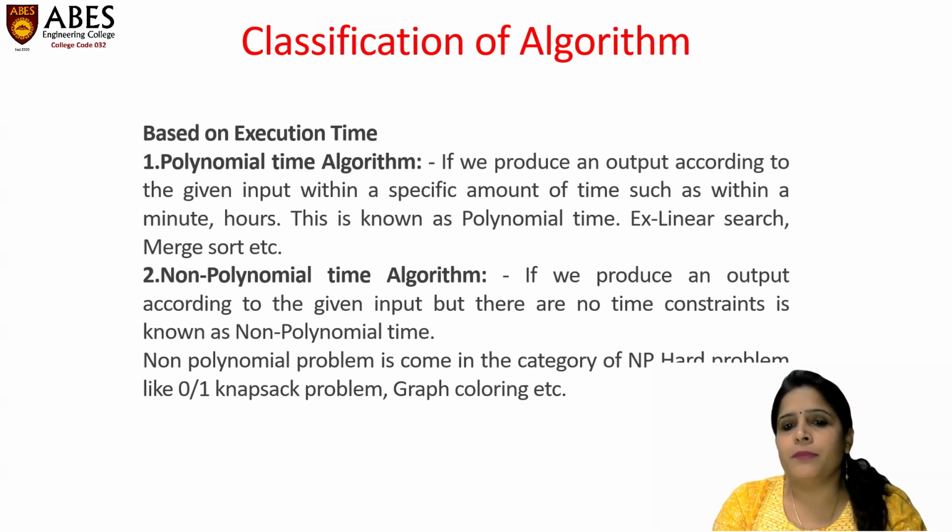Just like the Sudoku problem. Sudoku comes in the category of non-polynomial time algorithms. We can also say the 0-1 knapsack problem. The time complexity of the 0-1 knapsack problem is 2 raised to the power n. Another problem, like the traveling salesman problem, is also solved in order of 2 raised to the power n time. So these are problems whose solutions are found in exponential time, and they come in the category of non-polynomial time problems. This is the first classification of an algorithm.